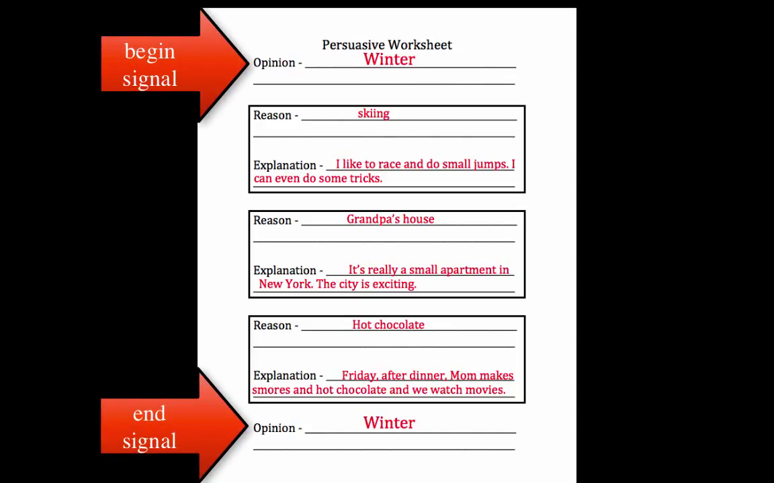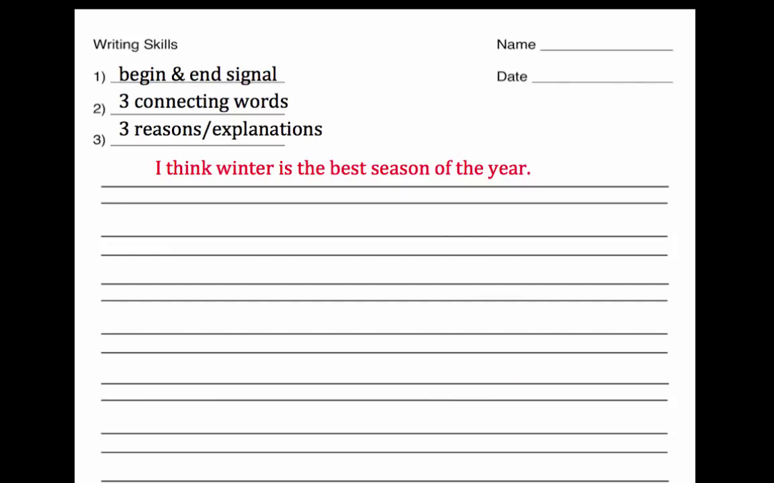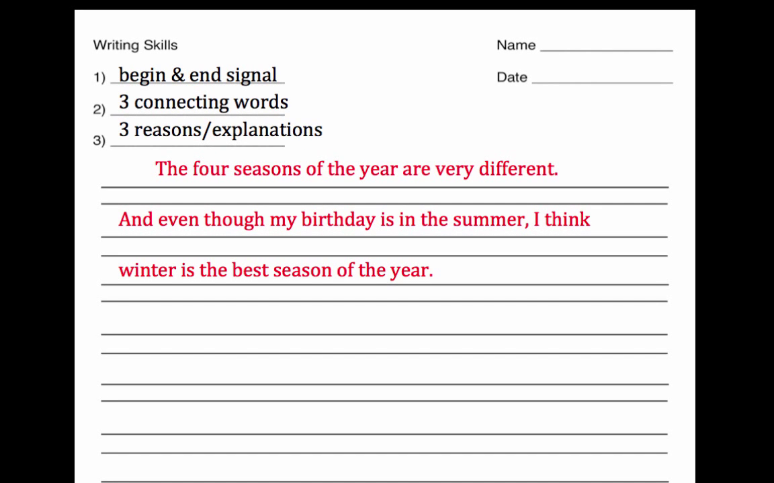The first sentence signals the beginning of your writing. It tells the reader your opinion. For example, I think winter is the best season of the year. An older writer might use 2 or 3 sentences. You write your beginning signal.